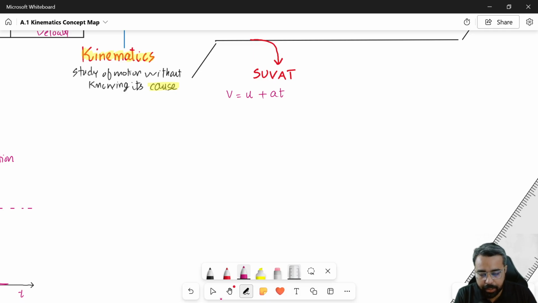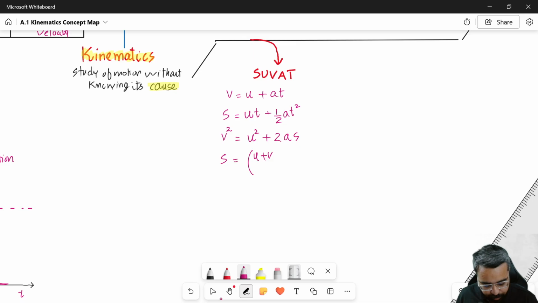If you apply them, you can solve any constantly accelerated motion problem with the help of these equations. The second equation is s equals ut plus half at squared. The third equation is final velocity squared equals initial velocity squared plus 2a times displacement. And you can also find displacement by multiplying the average velocity by time, so s equals (u plus v) over 2 times t.